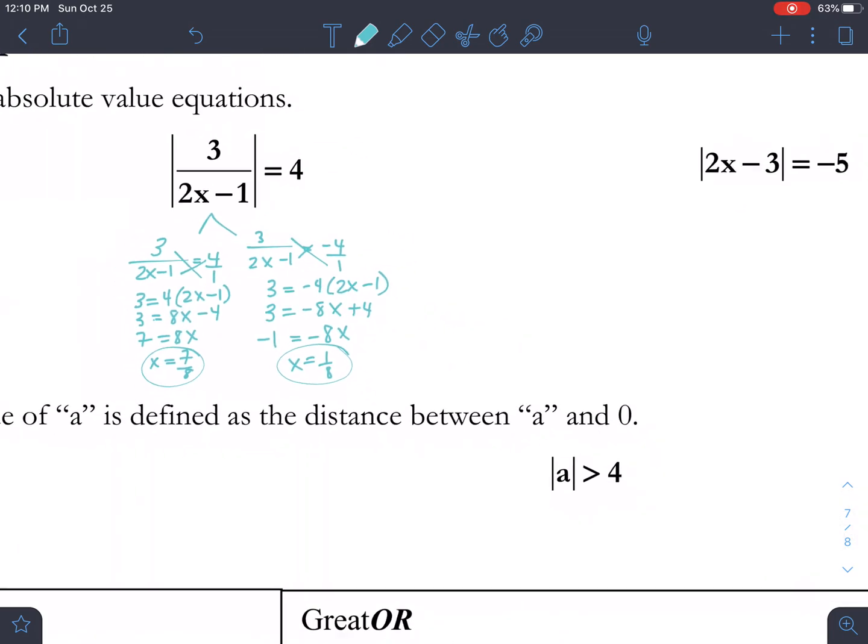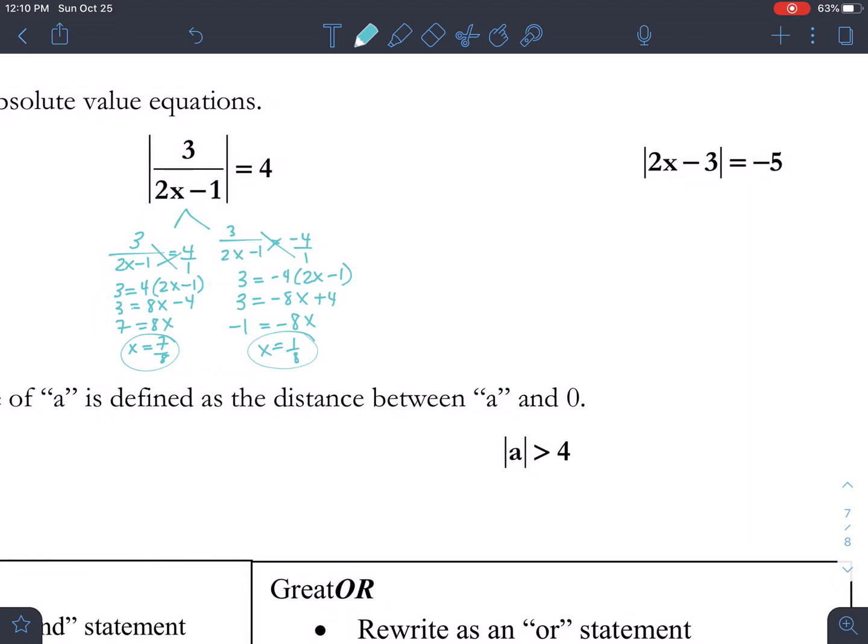Okay, to finish up, I wanted to show you one. When is the absolute value of 2x minus 3 equal to -5? When is an absolute value equal to a negative? Never. No solution. There's nothing that we can plug in here that will give us an absolute value equal to a negative. So really important to keep that in mind.